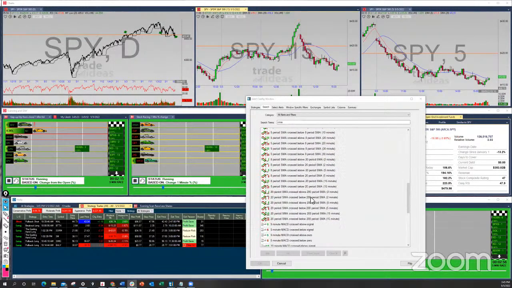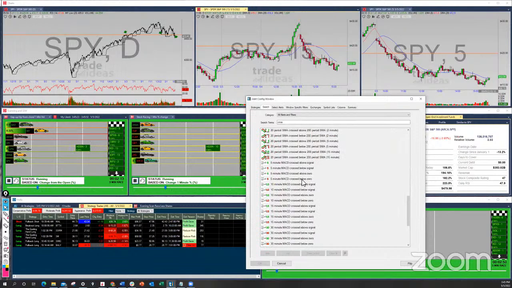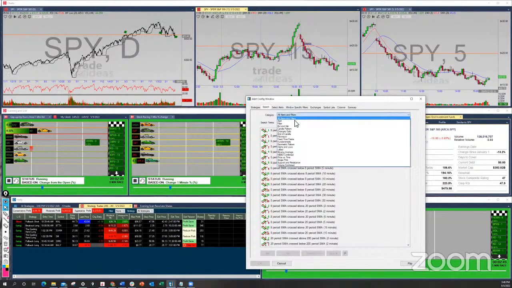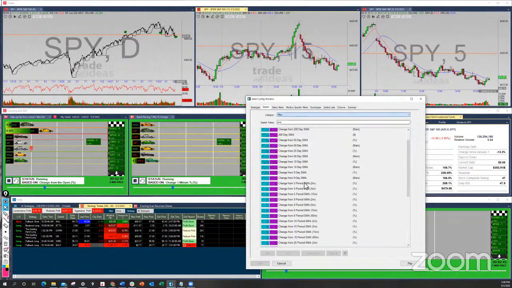So that's the short and skinny there. Can you create crossover alerts? Kind of, sort of, yes. What I would suggest to someone is look at the SMAs that we have as filters, not alerts. So we have all these different SMA filters.